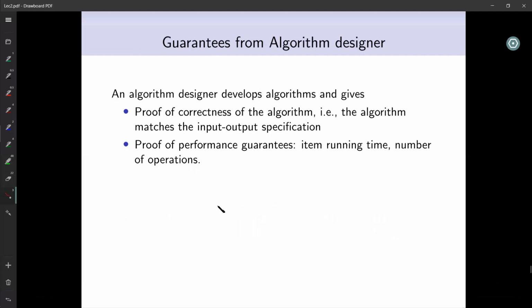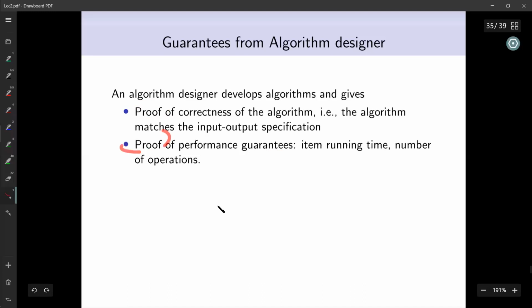Now we'll quickly see what the main task of algorithm design is. An algorithm designer designs algorithms, which is in fact a creative activity. Not only that, he should prove correctness of the algorithm. That is, he should say that for every input, the algorithm works correctly, that is, it gives the correct output. In addition, the algorithm designer will have to give proof of performance guarantees. When I say proof, it should be a mathematical proof.